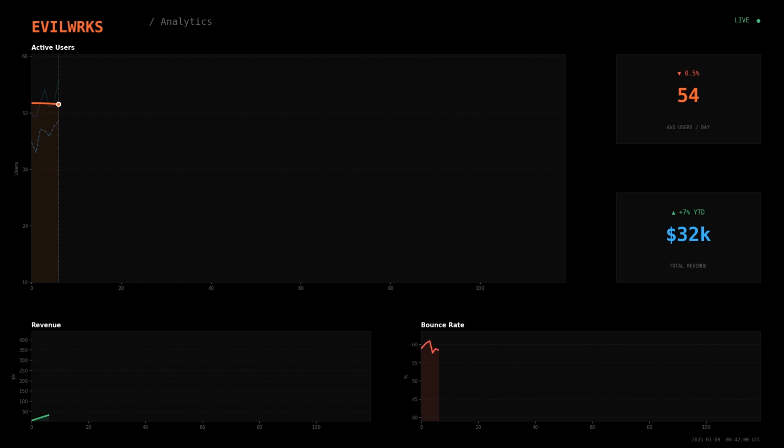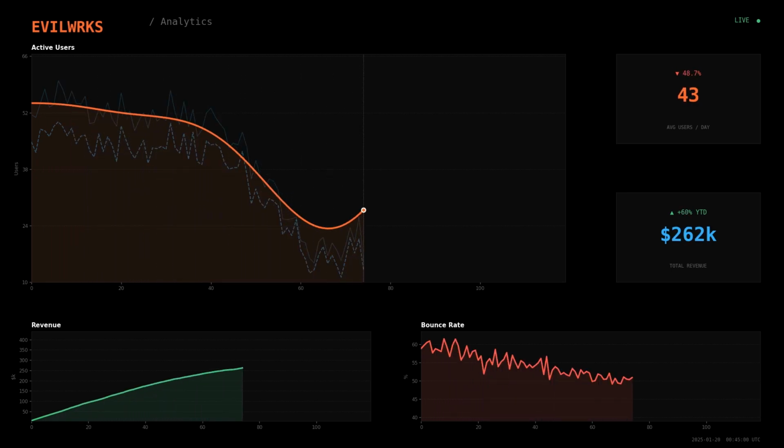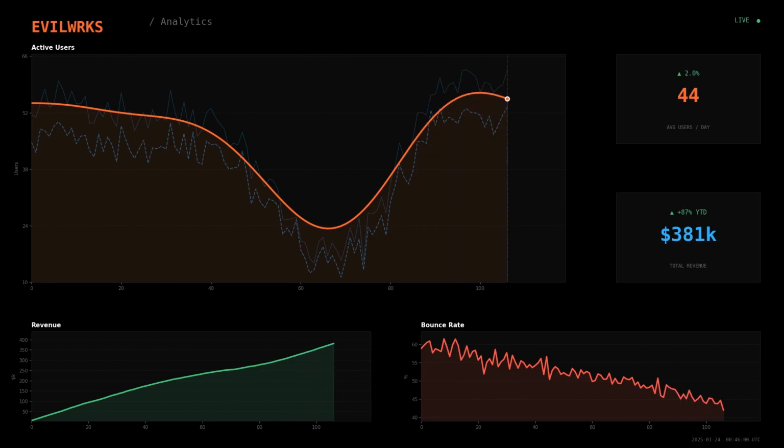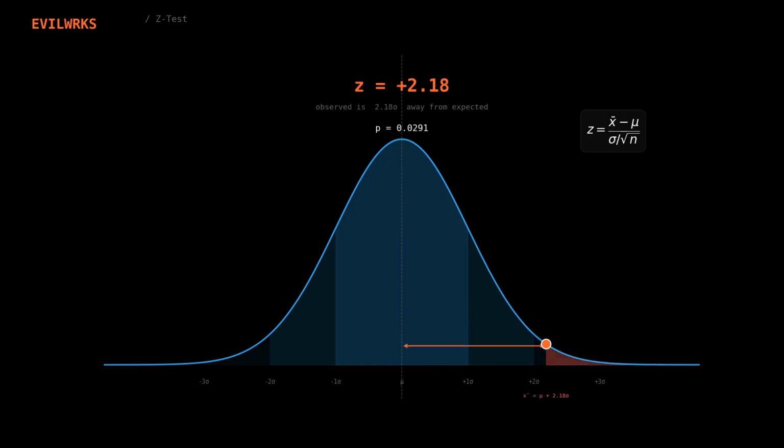Imagine you have thousands of users going through your checkout. Your data is stable, the variance is already well understood. In order to find out whether the spike you see is real, the question becomes how far your observed result is from what you expected, relative to how much variation you normally see. And that's what the z-test measures.